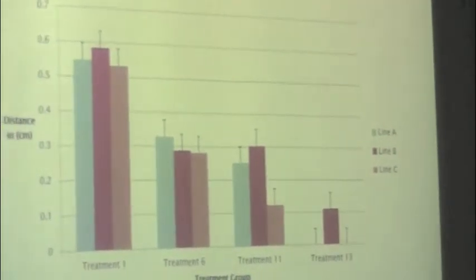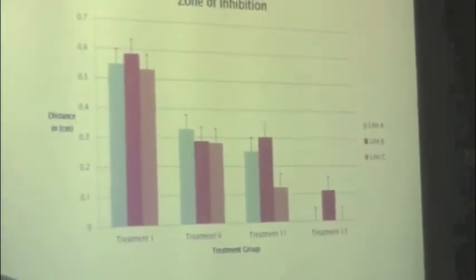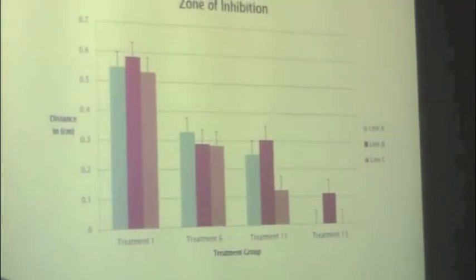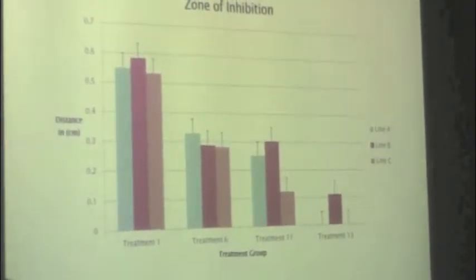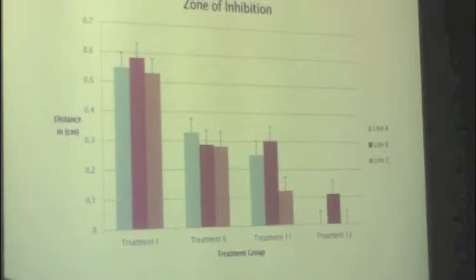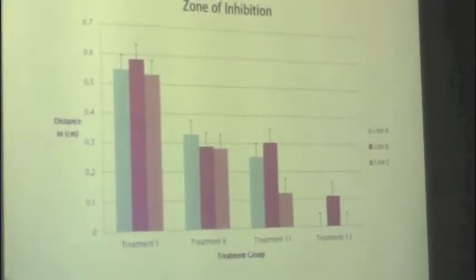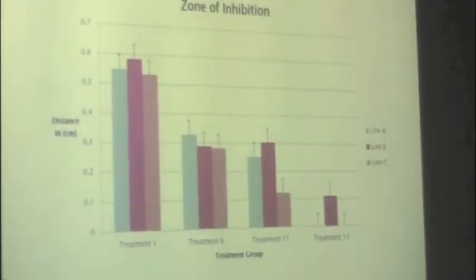So to make it a little bit easier to understand, I have all of my different treatment groups, line A, B, and C, and you can see all of my data from treatment 1 as it progresses to the 13th treatment, so the resistance definitely did develop.